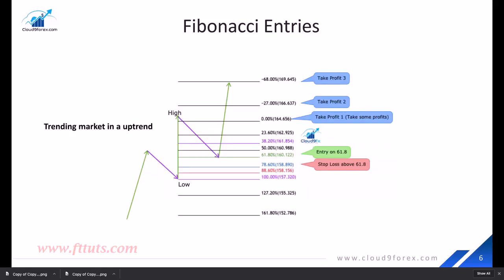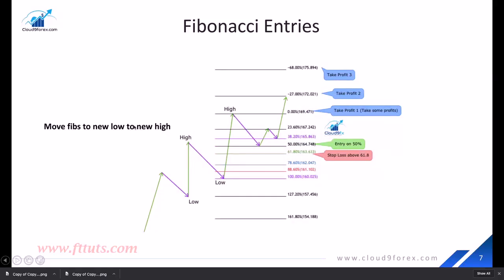Okay, so trending in an uptrend, we have our low at the 100%, our 0 should be right here actually at the high, sorry. In this example, it rejected off the 61.8 and went all the way to the negative 68% fib. So again, move fibs to new low to new high. So we did that, 100% to this low, 0% to this high right above it. Rejected off the 50, went to the 23, rejected off the 38, went to the negative 27. Again, we can also draw a trend line here for extra confluence, but I'm just focusing on Fibonacci for now.